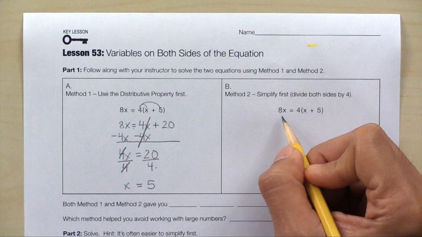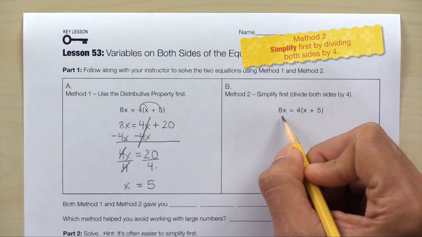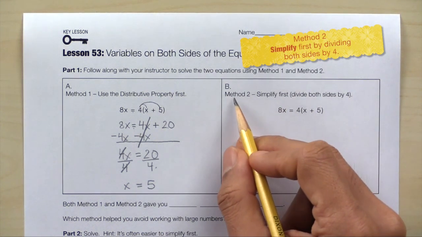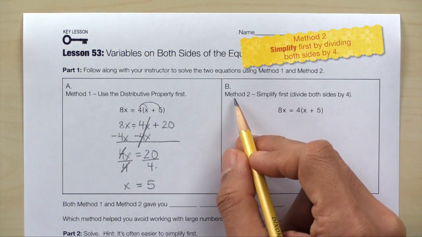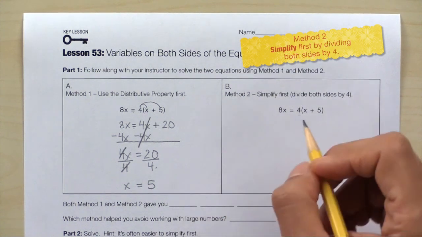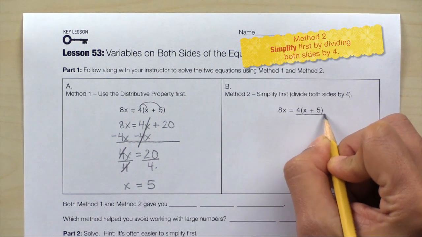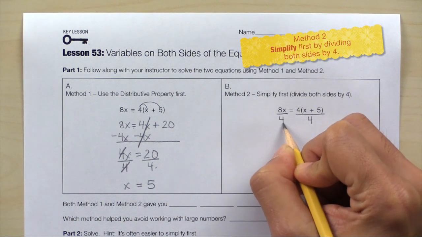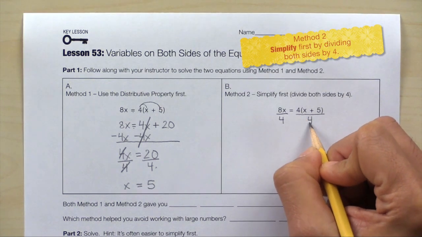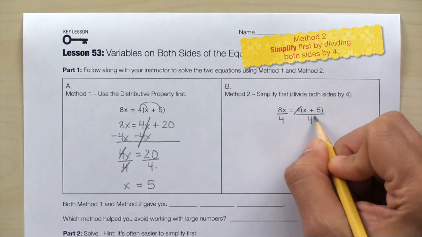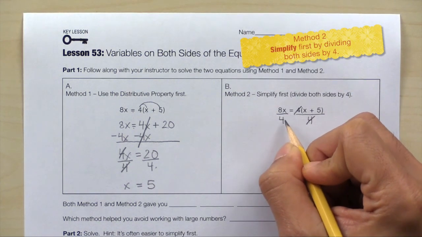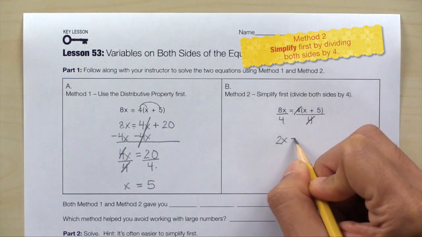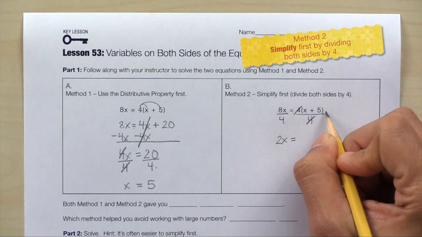Now for box B. Once again, we have 8x equals 4 times x plus 5. And in method 2, we'll simplify first by dividing both sides by 4. So let's divide this side of the equation by 4, and we'll divide this side of the equation by 4. And notice here that we have a fraction that we can simplify. 8x divided by 4 equals 2x. Here's the equal sign. And here we're left with x plus 5.